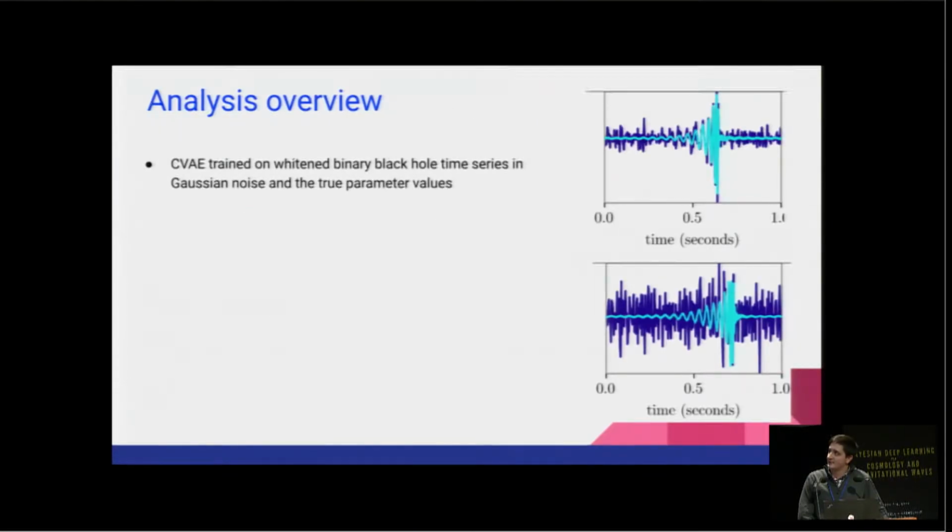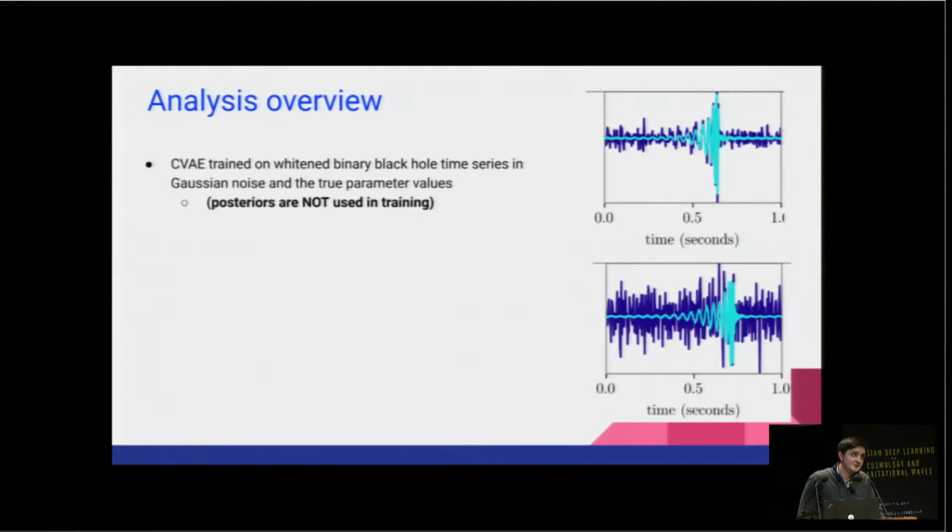So, a brief overview of the analysis. What we want to try and do is train on a set of whitened binary black hole time series in Gaussian noise. We're also going to use the true scalar parameter values. We do not use posteriors during training, though we do produce posteriors during testing. This is just a few examples of some of the time series that we train over, ranging from a low SNR signal in the bottom to a very, very high SNR signal in the top right.